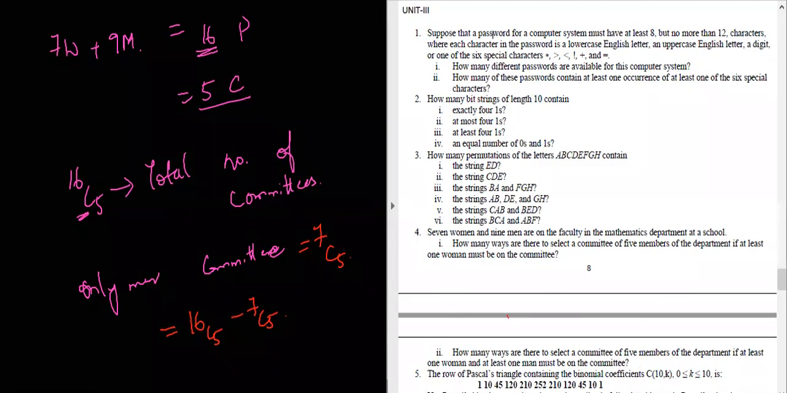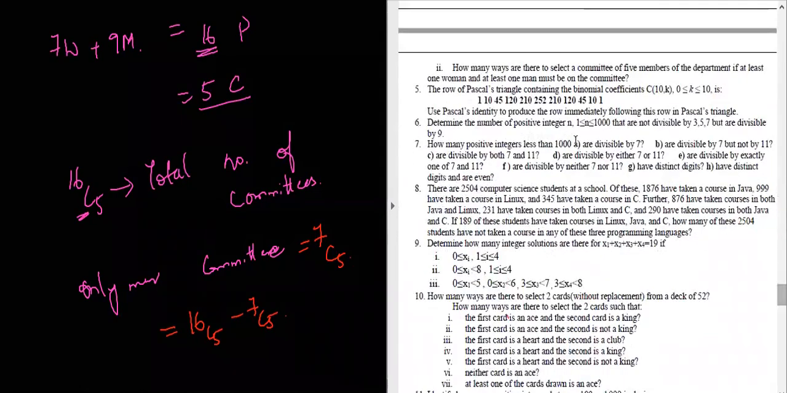Now, apart from that, the next is the row of Pascal's triangle containing the binomial coefficient C of 10, k is given over here. Now use Pascal's identity to produce the row immediately following this row in the Pascal triangle. Now, if you remember, Pascal triangle was basically the binomial coefficients of your binomial theorem. Now to find the Pascal triangle, what was the formula? The formula is as follows.